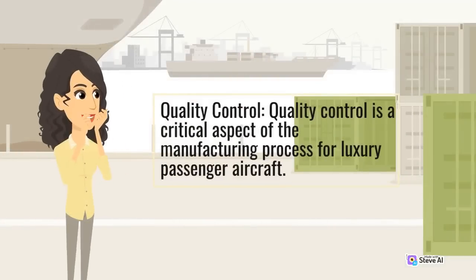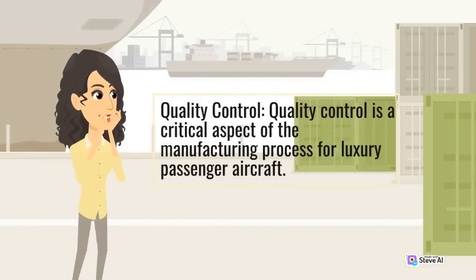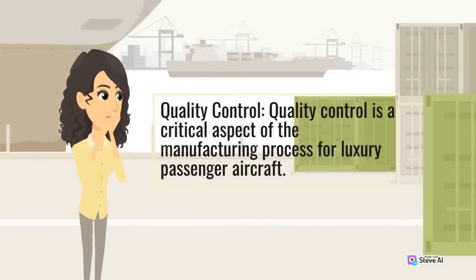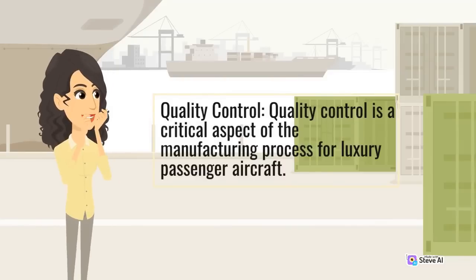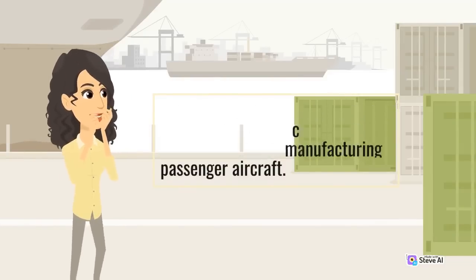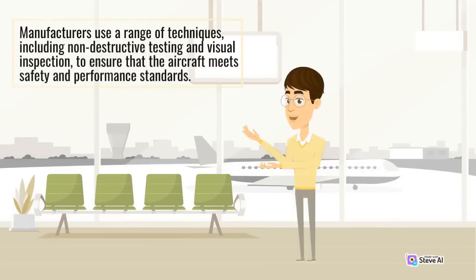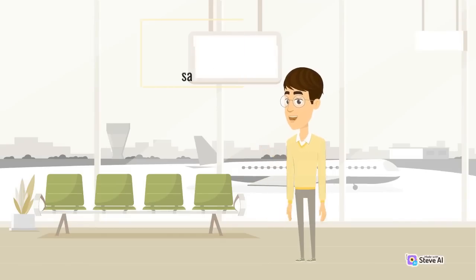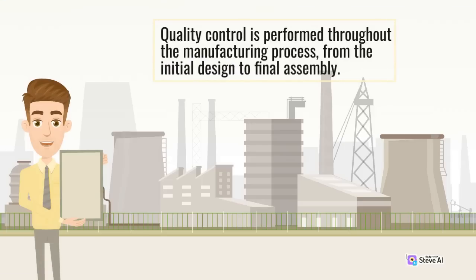Quality control. Quality control is a critical aspect of the manufacturing process for luxury passenger aircraft. Manufacturers use a range of techniques, including non-destructive testing and visual inspection, to ensure that the aircraft meets safety and performance standards. Quality control is performed throughout the manufacturing process, from the initial design to final assembly.